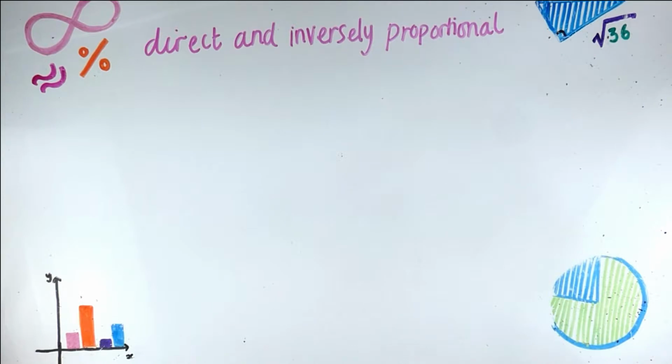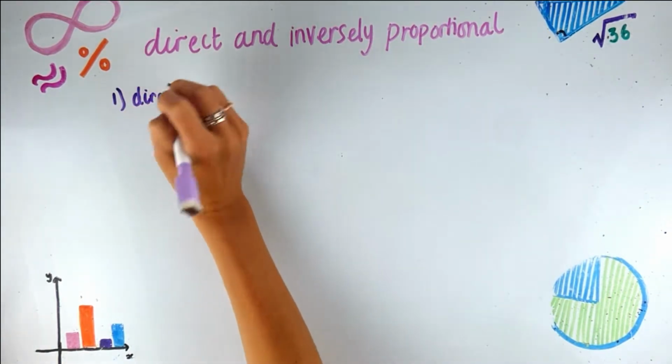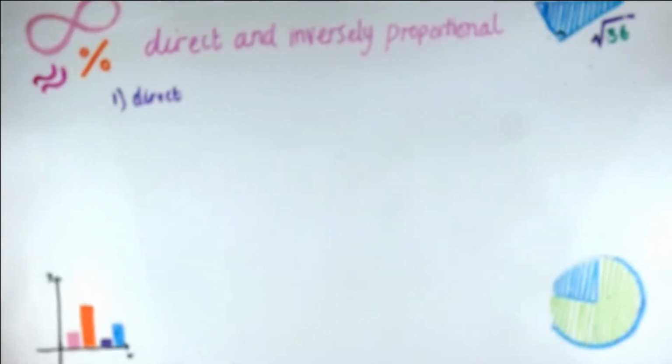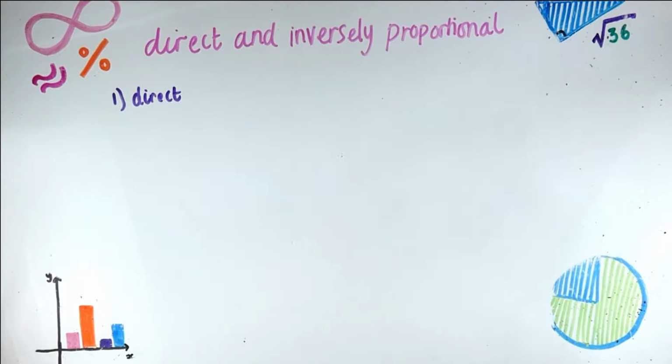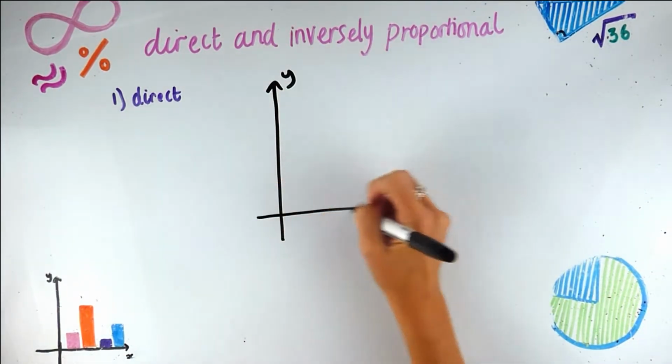Inversely proportional. So let's start by looking at direct, and we're going to go over some theory and see what that actually looks like mathematically. So apart from knowing that things that are directly proportional are kind of related to each other in some way, we can actually draw what it would look like on a graph.